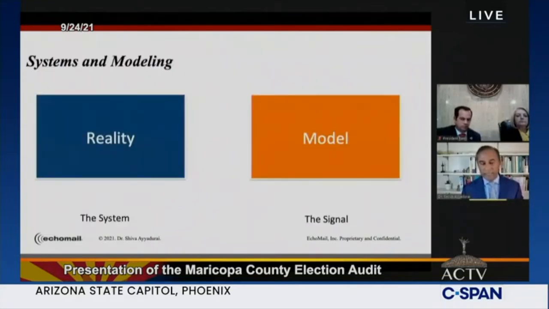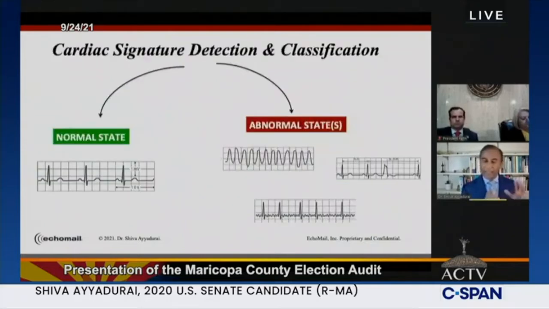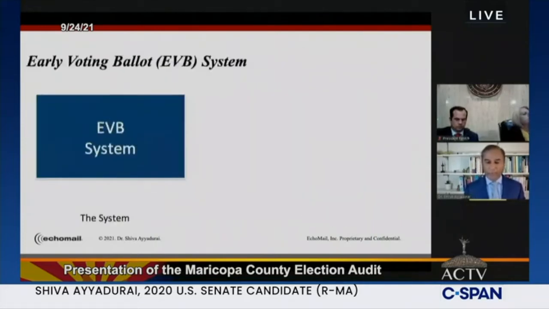But the reality in this area is you're looking at the particular real world and you have a model. You can look at the heart, and you can look at the cardiovascular system of that. And you can say, hey, I have some states of this system which are normal signals and some states which are abnormal signals.